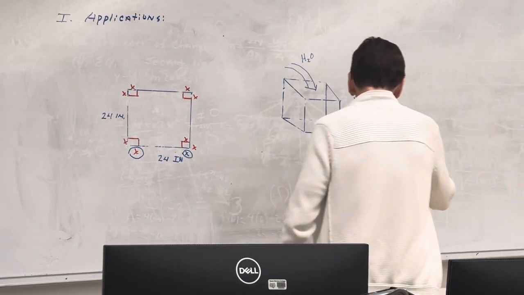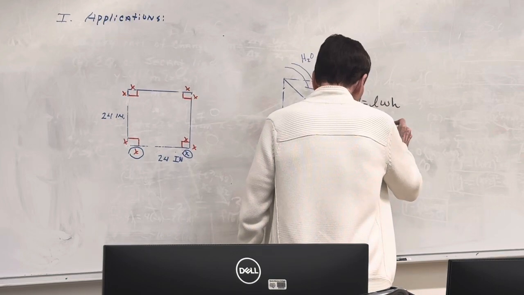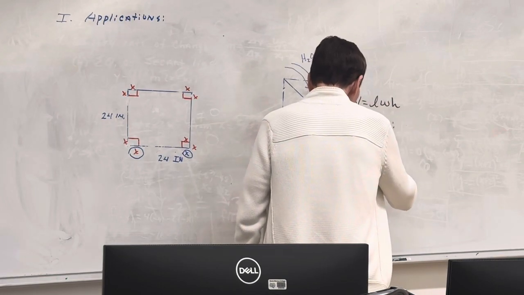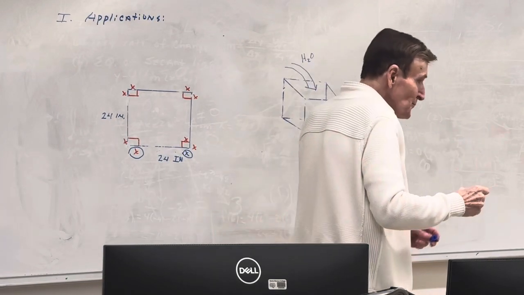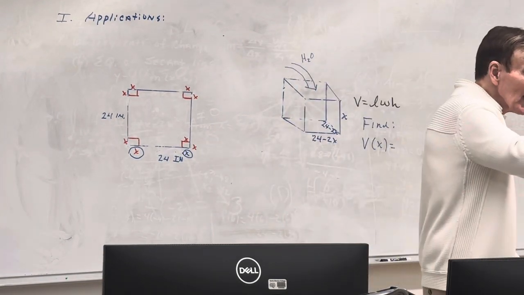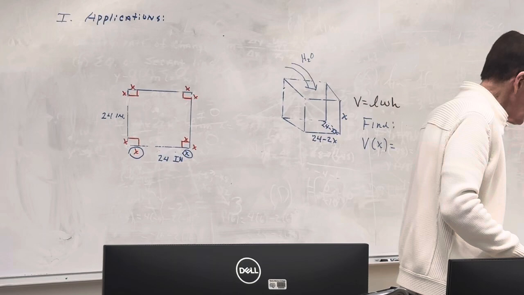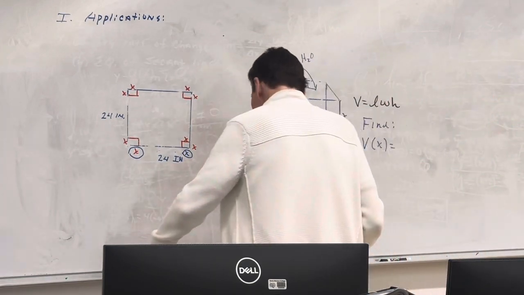Guys, so they want you to find, yeah, they're going to use that formula. They want you to find V of X. Just like F of X, G of X. They want the final answer only in terms of X. Well, let's see what happens here. Go back.